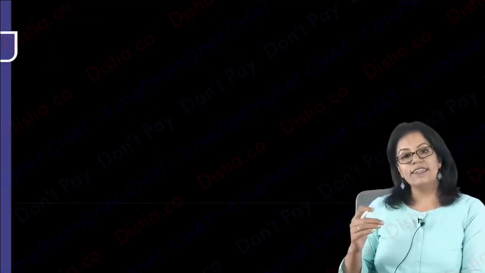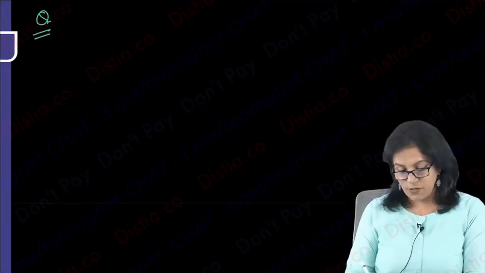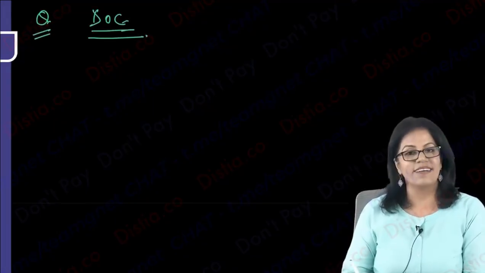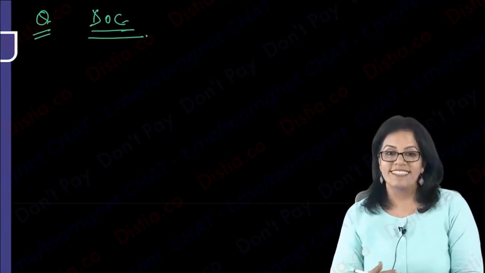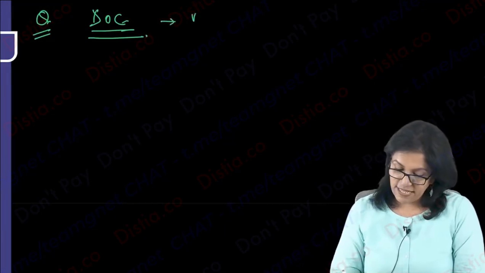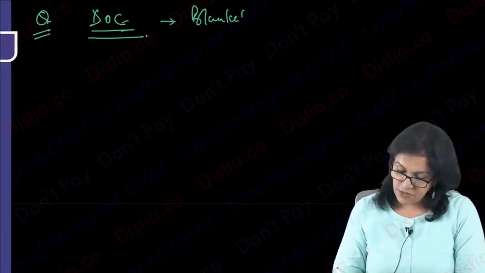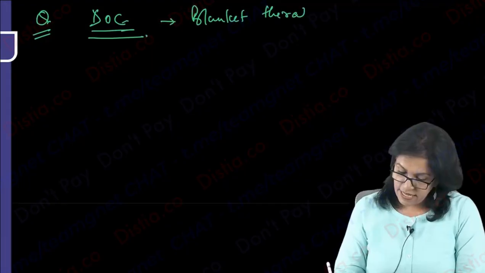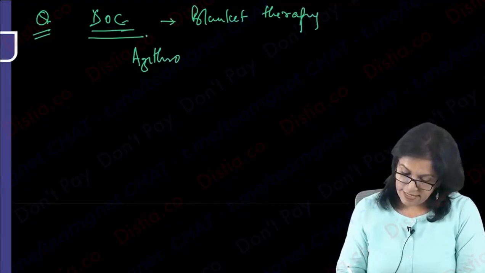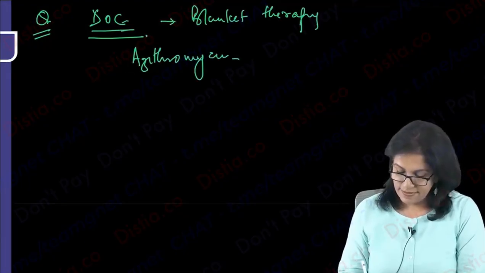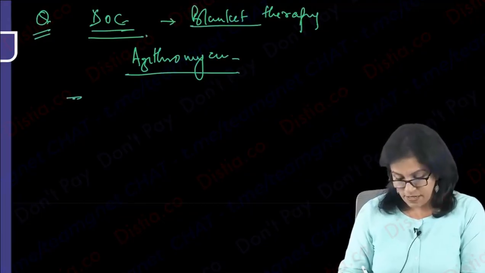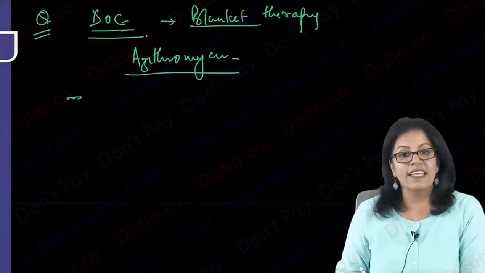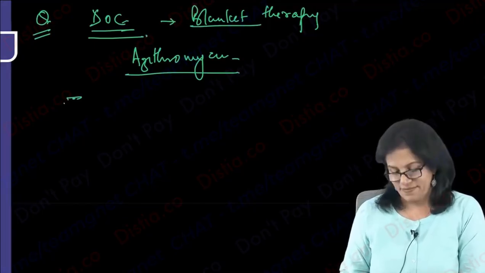Okay. Now, there's another related question: what is the drug of choice for blanket therapy in trachoma? This is also kind of blanket therapy, but here we mean for prevention. So whenever they ask you the drug of choice for blanket therapy, you will answer azithromycin. For treatment, the drug of choice is again azithromycin, as I just mentioned.